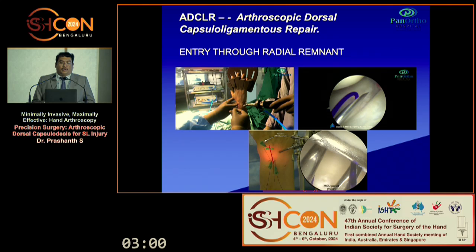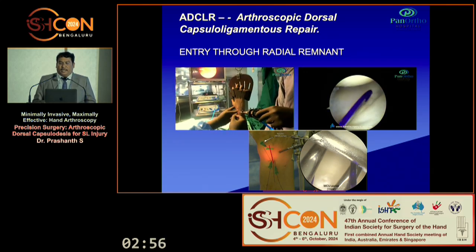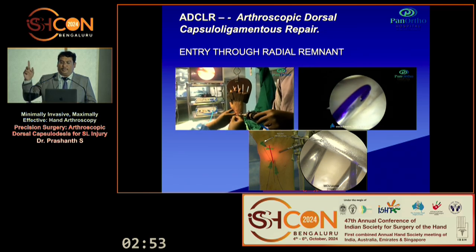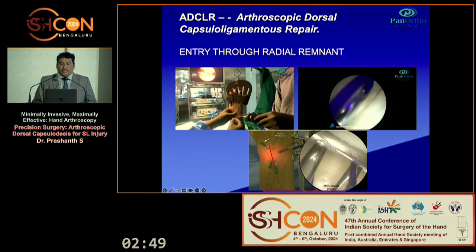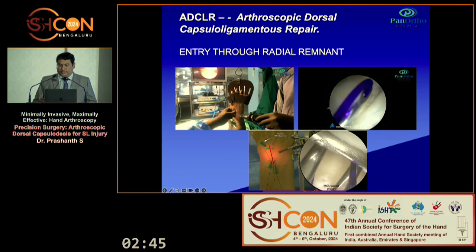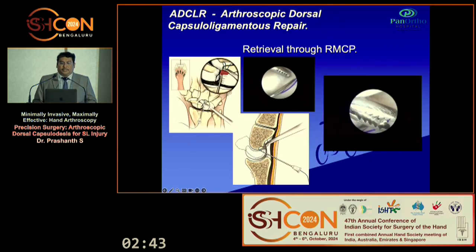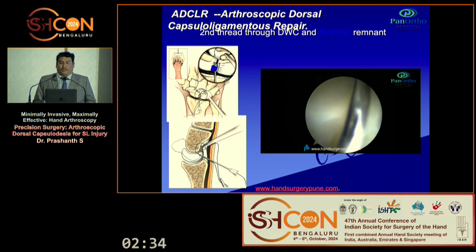So here, the first thing is the entry to the radial remnant and retrieve it to the midcarpal portal, which you are doing here. Once you do the ulnar remnant, make a knot here and push it, which will approximate it. So this is the retrieval to the radial. Once you have done the radial, you retrieve it, go to the midcarpal and retrieve it, and then come back to the ulnar remnant and retrieve the same thing to the ulnar one.